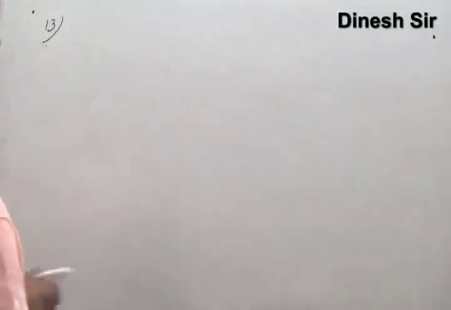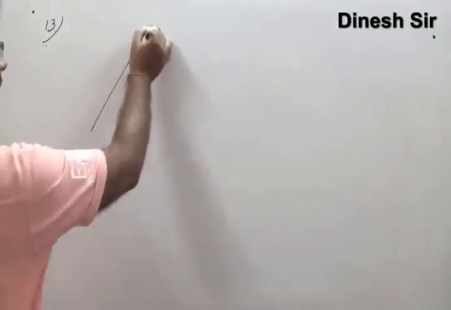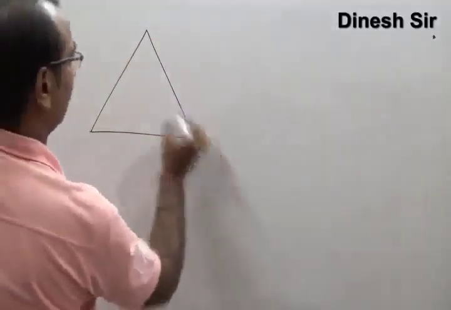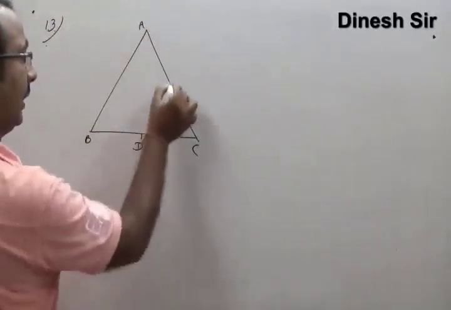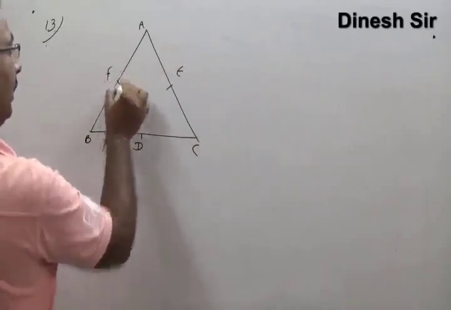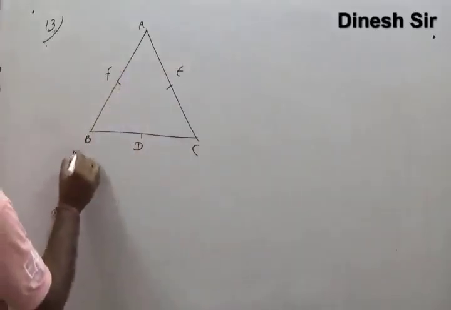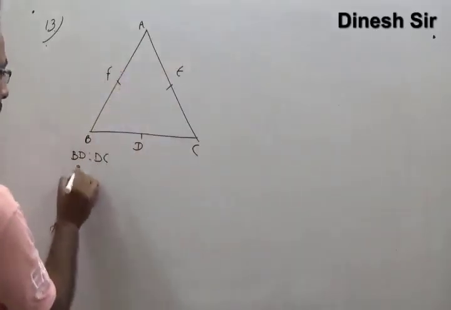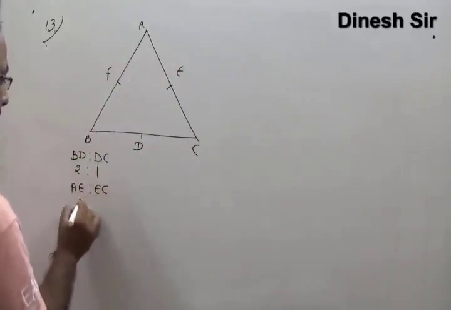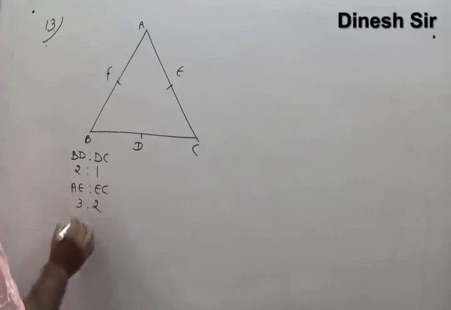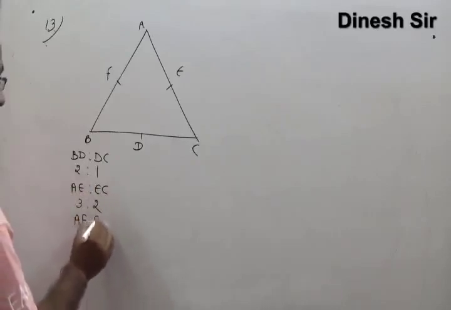After statement number 12, next we have statement number 13. What this question talks about is that there is one triangle given. The points are A, B, C. Three points are given: D, E and F. It is given that the ratio of BD to DC is 2:1, the ratio of AE to EC is 3:2, and AF to FB is 2:3.